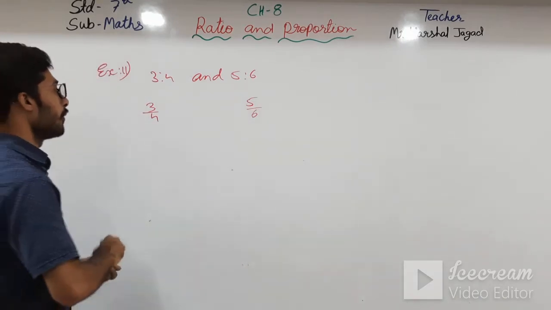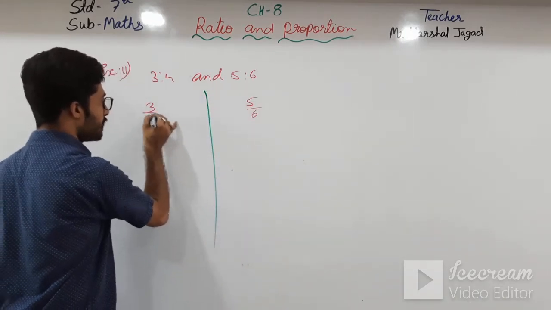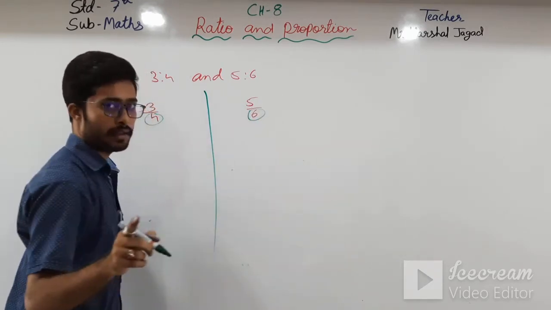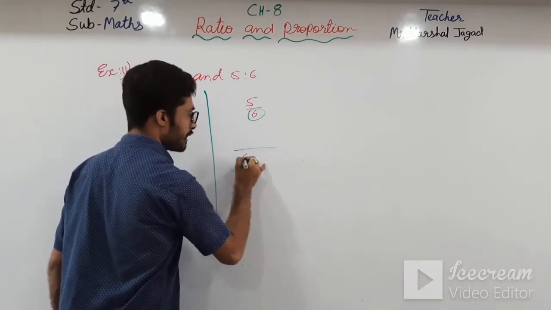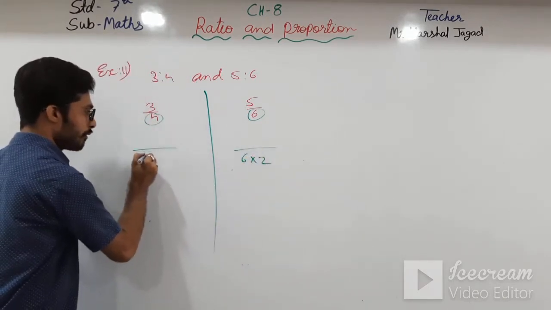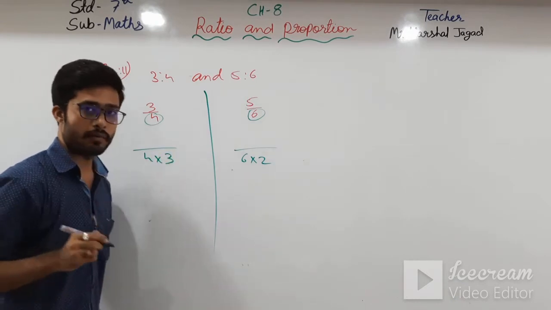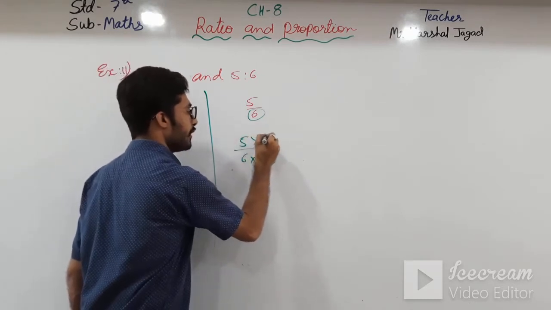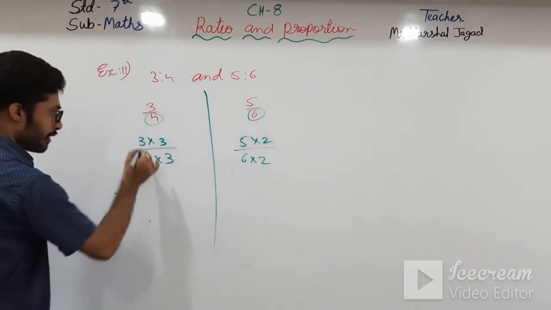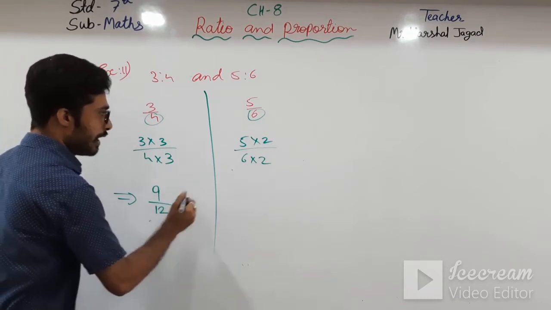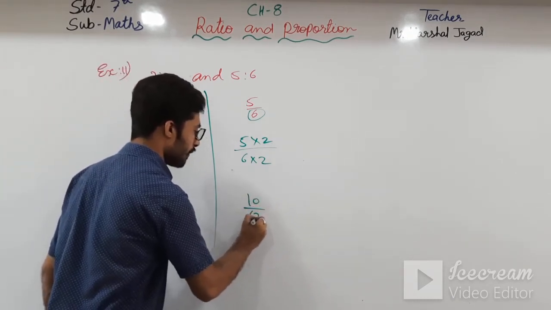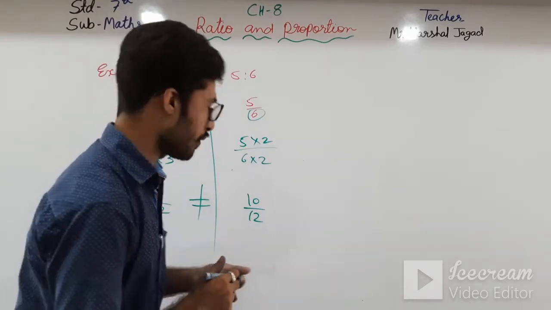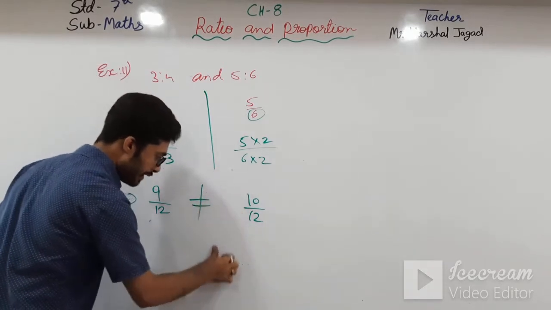Now we have to first of all make the denominators the same. So 6 2s are 12. I can write 6 into 2, that is 12, and I can write here 4 into 3, that is 12. So 3 into 3 and 5 into 2. So what I will get: 3 3s are 9 upon 12 and 5 2s are 10 upon 12. So these are not equivalent ratios.